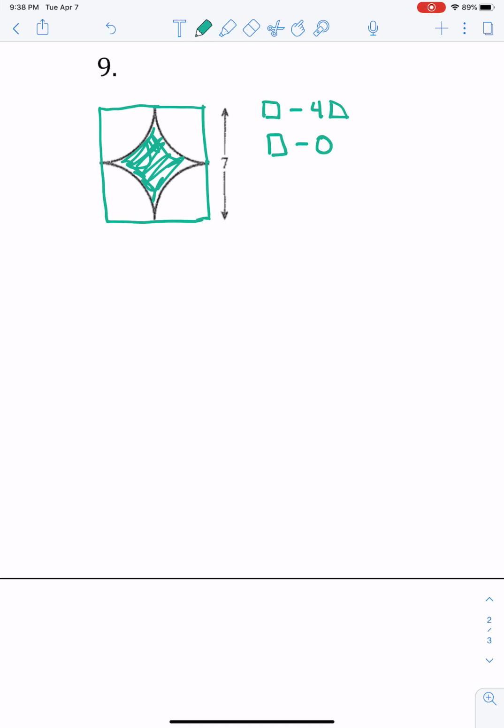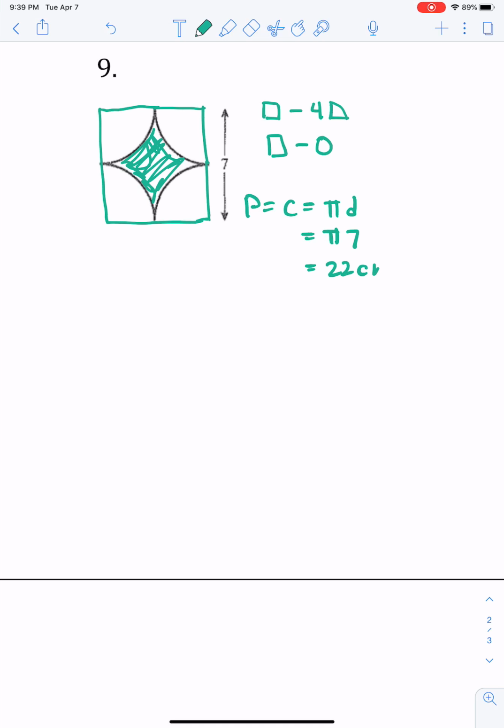So for sure we're going to subtract. So first, to find the perimeter or the circumference, perimeter or circumference equals pi d. That's pi 7. That's 22 centimeters. Because it's just the outside of the circle. That's what the perimeter is of that shape. We drew the square, but I don't need to measure around that to put a fence.